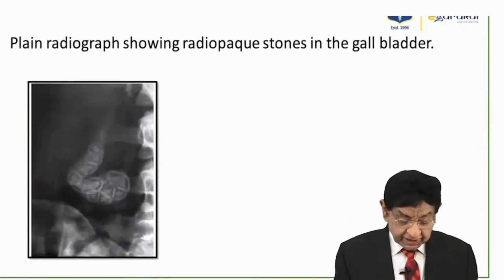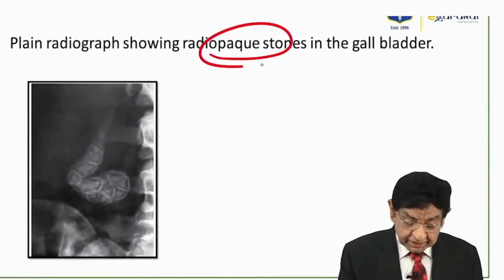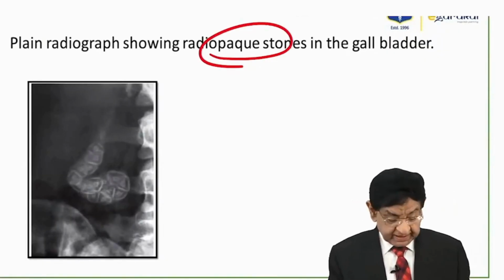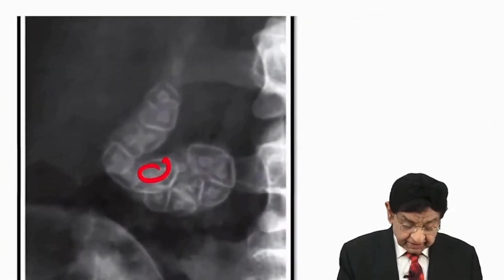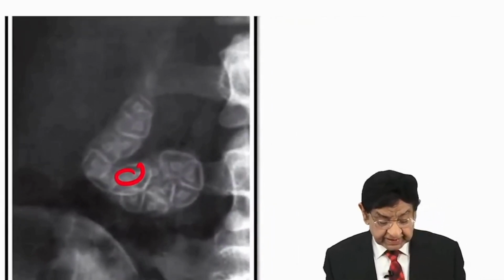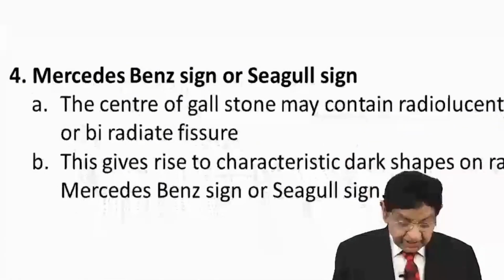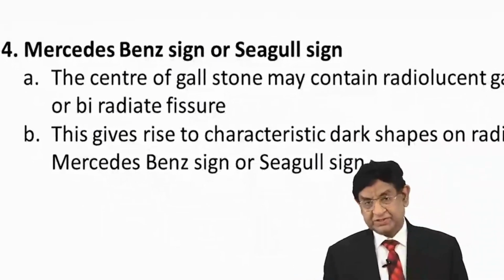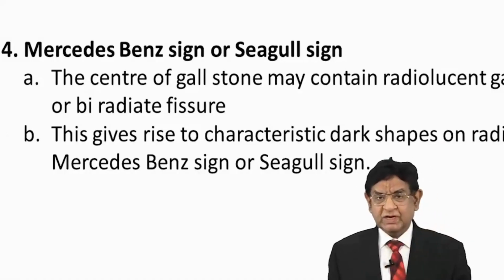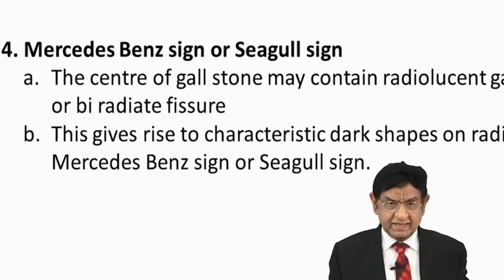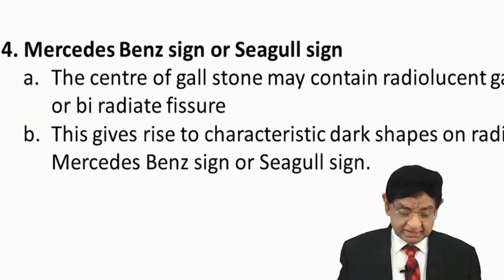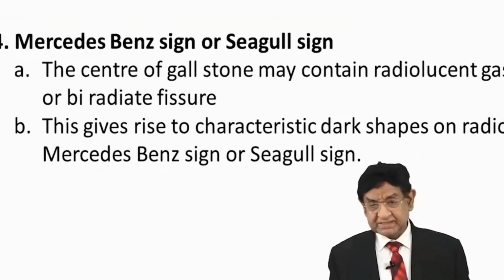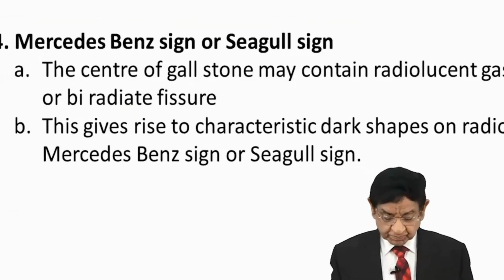So now you can see radio opaque shadows. I told you the meaning of opaque means we can see. So you can see stones are there, you can very nicely see so many stones are there in the gallbladder. But what is more important, which is very commonly asked, still the favorite question. Whenever the question is on ultrasound, we know very well that X-ray is not a very popular investigation, but in the exam, they will talk about Mercedes-Benz sign, so-called Siegel's sign.